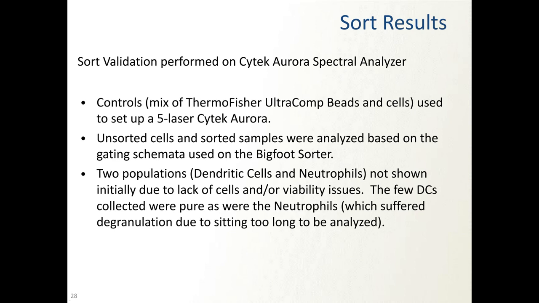Initially in the talk I gave for CYTO, two populations, dendritic cells and neutrophils, were not shown because there weren't a lot of cells and there were viability issues. For those specific subsets, there weren't a lot of dendritic cells, but I'll show you the ones we collected were pure, and the neutrophils just degranulated on setting.